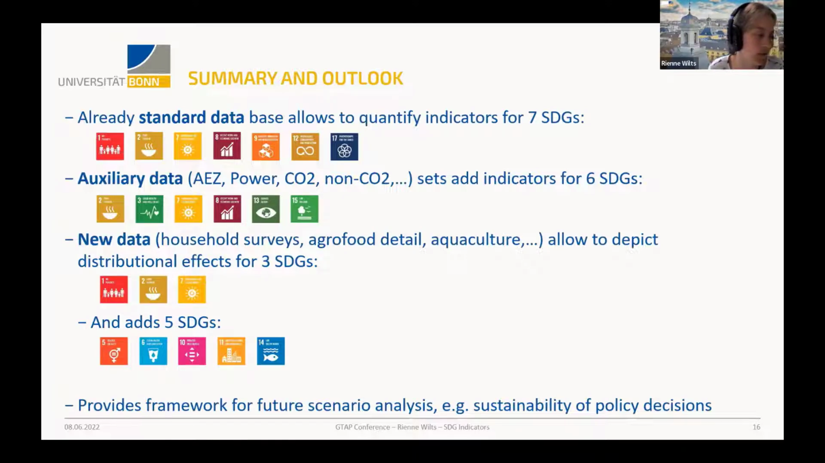So we saw that already with the standard GTAP version 10 database, we could quantify 7 SDGs, with the auxiliary data being the energy and power extensions, but also CO2, non-CO2 emissions and air pollutions. We could add indicators for 6 SDGs, and with the new data, which were the household survey, the agri-food detail, but also the agriculture split, we could analyze distribution effects for 3 SDGs and add 5 more SDGs to the assessment. And with this framework, we can now construct baselines and counterfactual scenarios in order to analyze, for example, the sustainability of policy decisions.